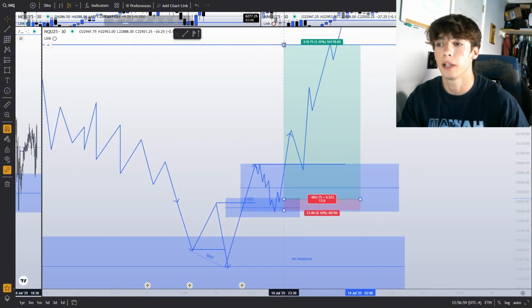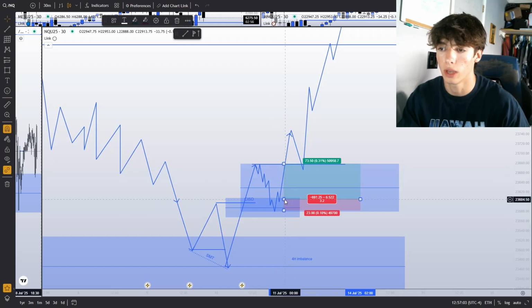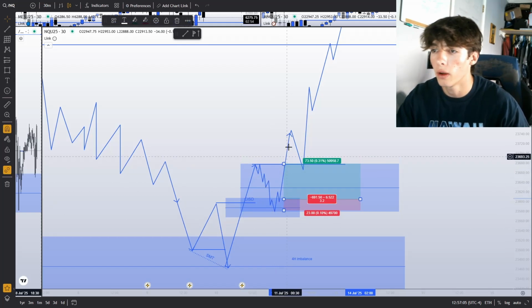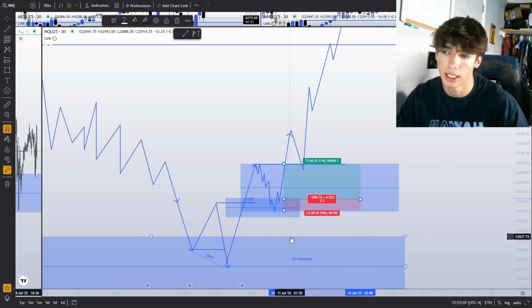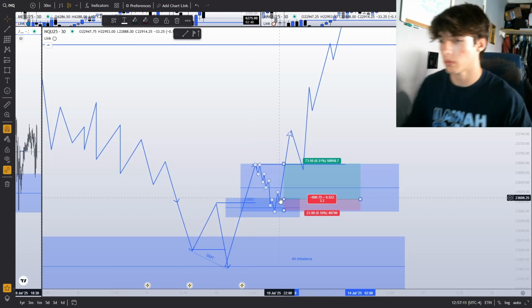And if it doesn't play out, we're out of the trade early, we have low risk. Say it does play out, maybe it just sweeps this liquidity and then stops us out. We're most likely getting out at break even and there's no problem about it.